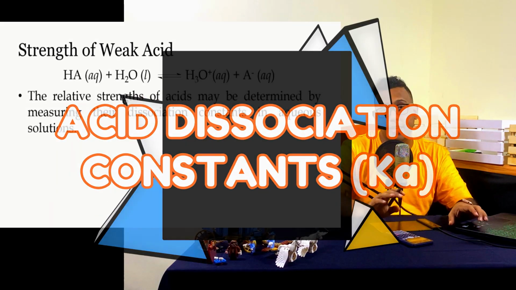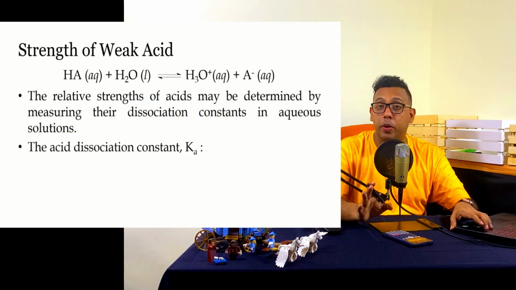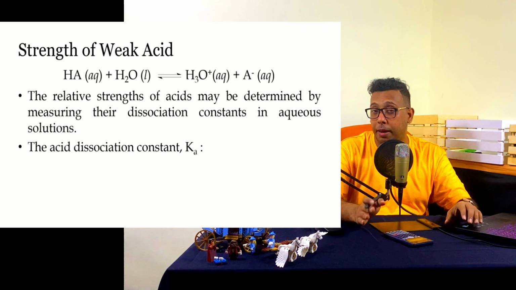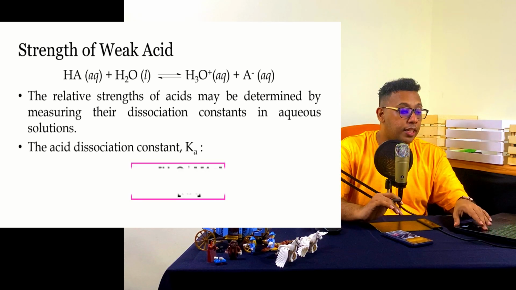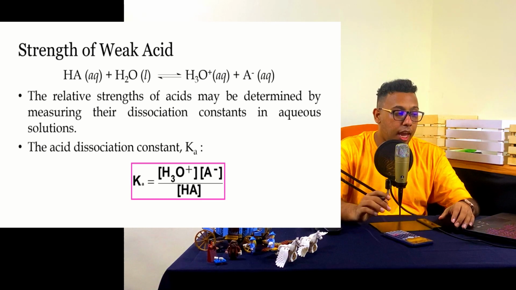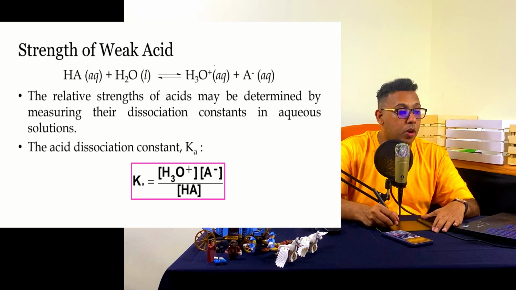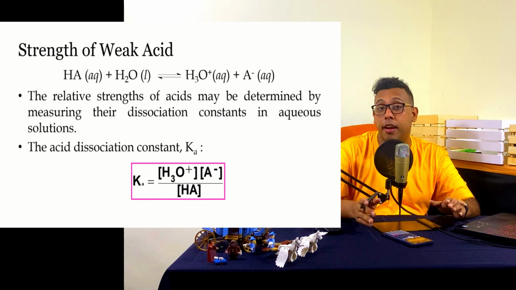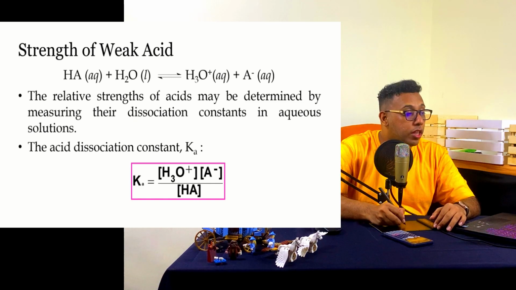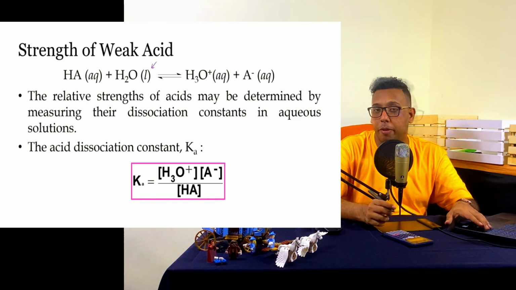Sebab ini adalah satu equilibria, and kita boleh tulis dia dalam bentuk equilibrium. Okay, macam kita tengok chapter 6, Kc and Kp sama juga di sini. Tetapi K dia dikenali sebagai Ka. Okay, Ka adalah acid dissociation constant, yang mana kita akan ambil concentration of the product, hasil darab, bahagi dengan concentration of the reactant. And since water kita adalah pure liquid, water tidak masuk dalam expression itu.